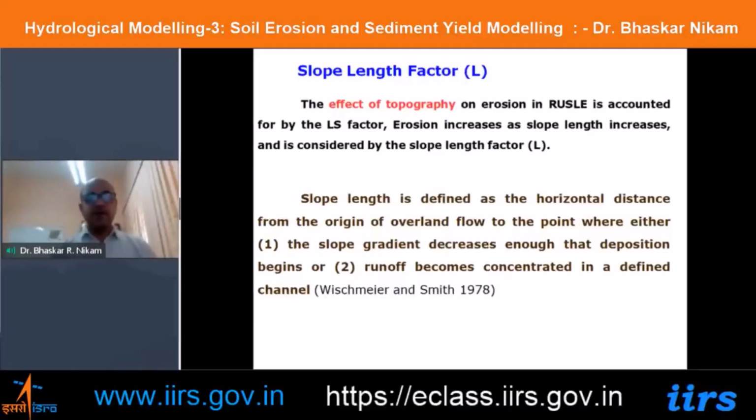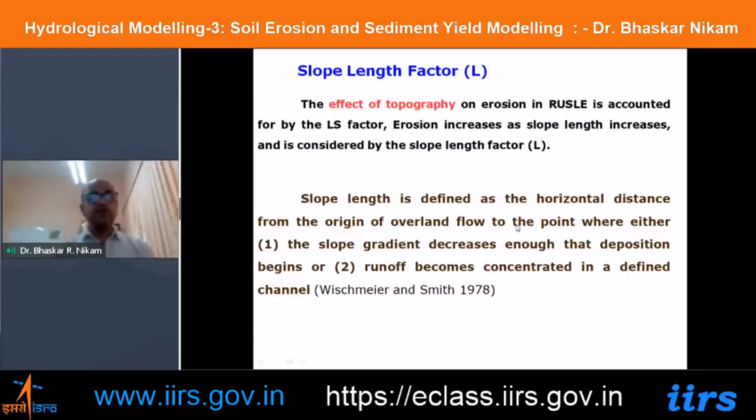Now we must understand this concept, slope length factor. The effect of topography on erosion in soil is accounted for by the topographical LS factors. The erosion increases as the slope length increases, and this is considered a factor. This is the L factor. Now, what is slope length? It's a very important definition which you must understand.